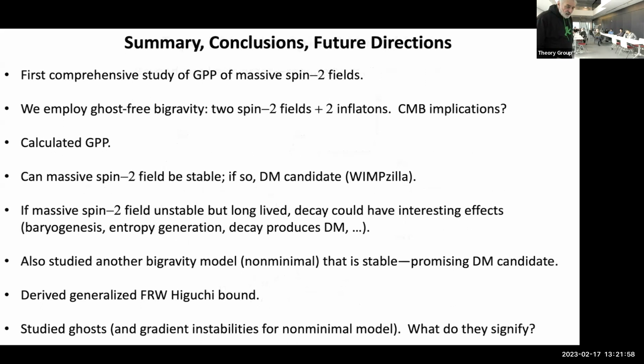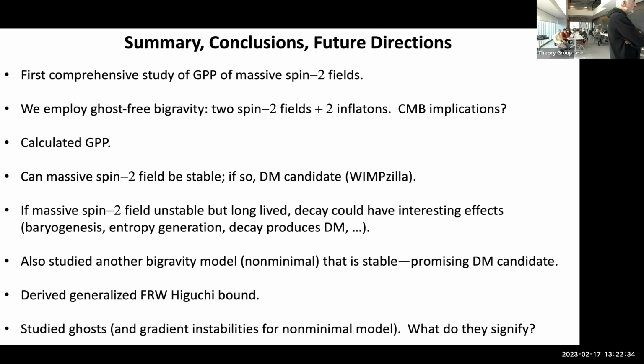All right. Oh, good. Finally, summary, conclusions, future directions. This is the first comprehensive, by which I mean correct, study of gravitational particle production of a massive spin 2 field. Other people have played around with this. We employ ghost-free bigravity, two spin 2 fields, two inflatons. And what are the CMB implications of having two inflaton fields? We calculated gravitational particle production.